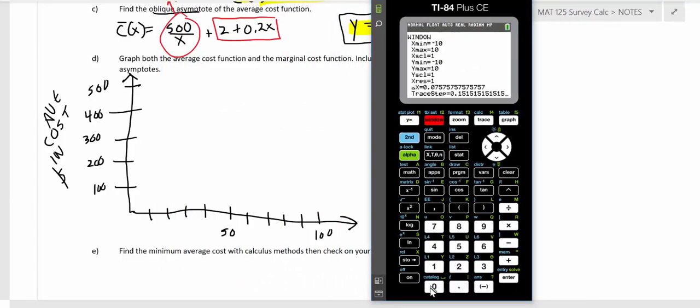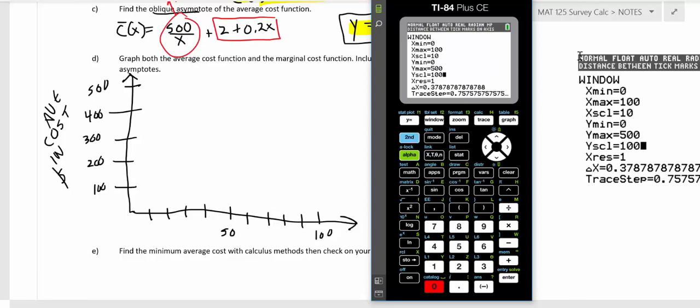On the window, we're going to go 0 to 100 on the x-axis. Scale by 10 is a logical way to do that. For the y, we're going to do 0 to 500, and scale that by 100. And then we'll take a look at our graph, and then we're just going to sketch it. I'm going to get a couple of key points like that. So you got that graph, and you can see the asymptote coming up like that then.